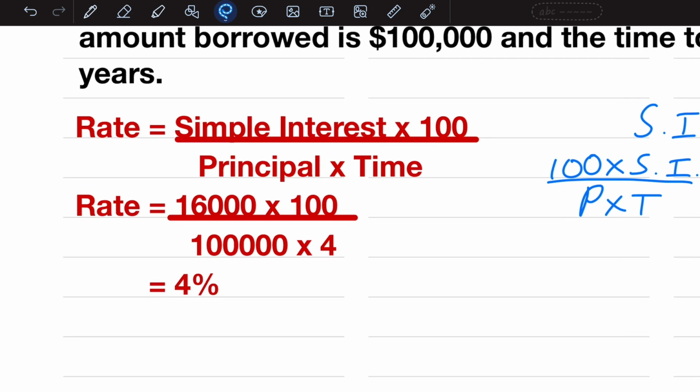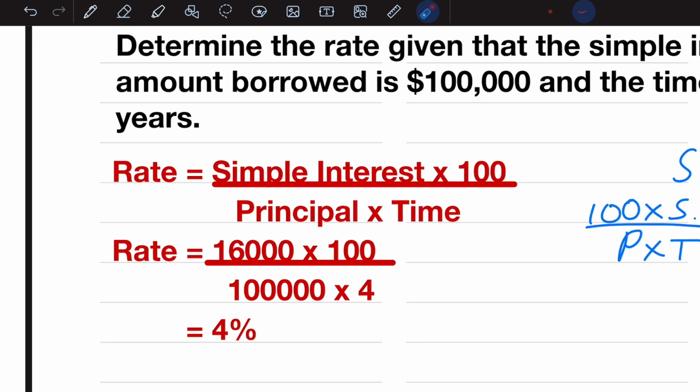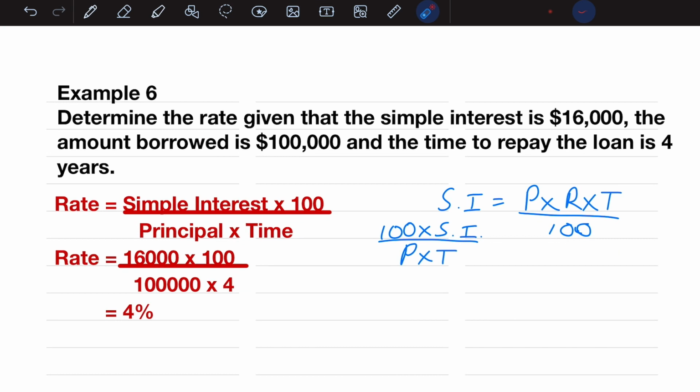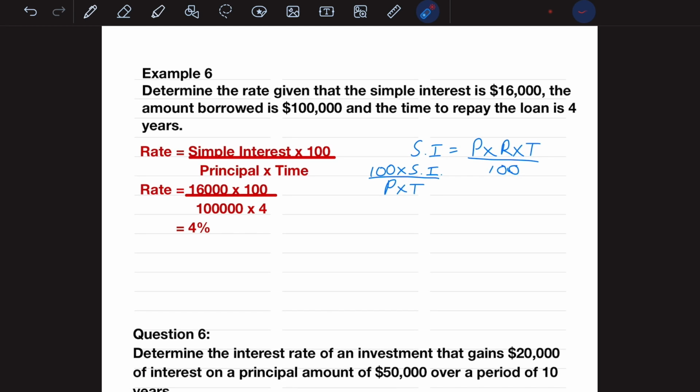Right, so let's go back to the question. So now that we know rate is simple interest times 100 over principal by time, we were given a simple interest and we were given the principal and the time. So we can easily multiply and divide to get our answer, which in this case is 4%. All right, so go ahead and try question 6, which is very similar.